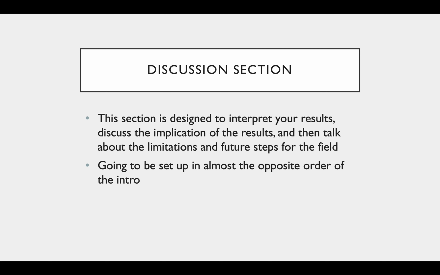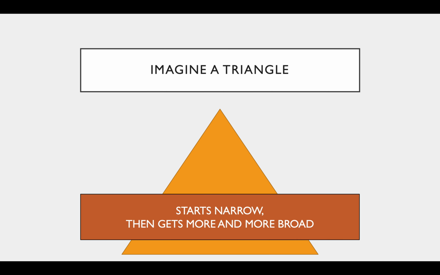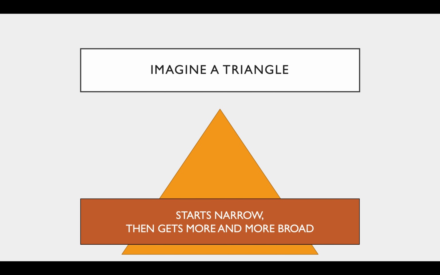So this section is essentially almost a mirror image, or it goes in the opposite order of the introduction. Just like the introduction, I was telling you to think of it as an upside down triangle where it starts broad and gets narrow. Now for the discussion, it's going to be a right side up triangle, or just a regular triangle, where your writing is going to start really narrow and then throughout it's going to get more and more broad to the end. So what does that mean in practicality?